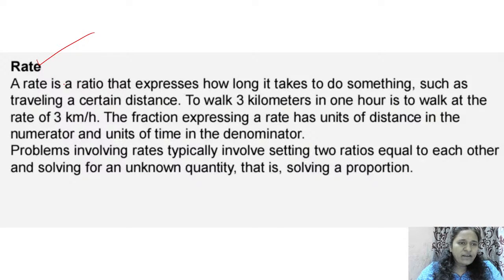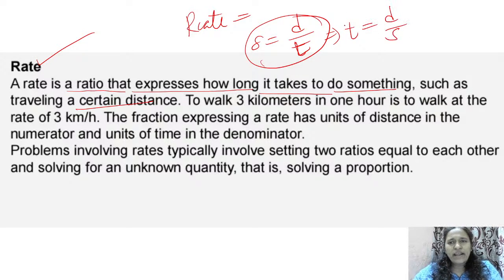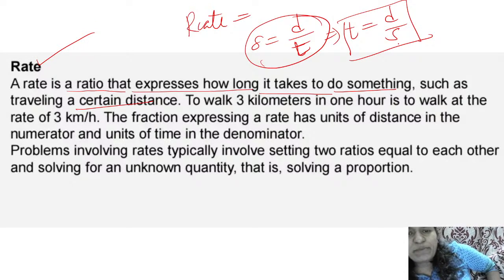Next one is rate. A rate is a ratio that expresses how long it takes to do something, such as traveling a certain distance. Actually, we know the speed formula, right? Speed is equal to distance by time. We can say that rate is equal to time only. That means time is equal to distance by speed, right? Rate is also the same. Rate is equal to distance by speed.